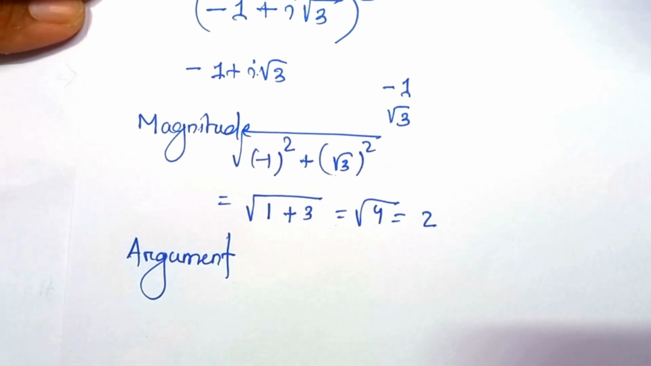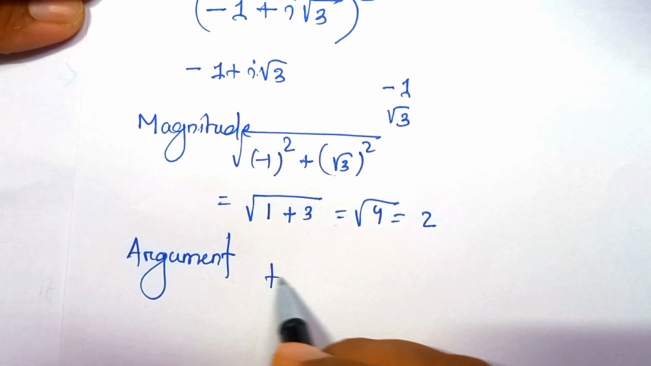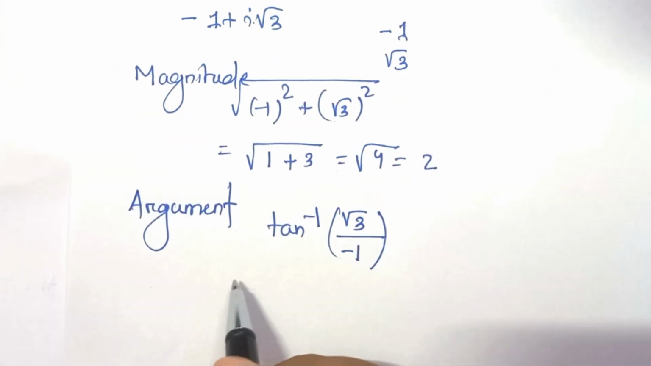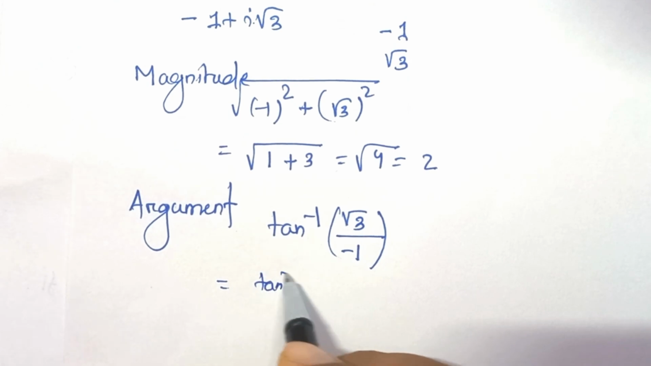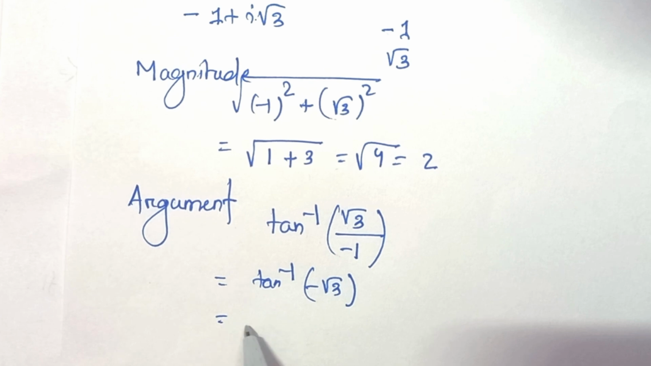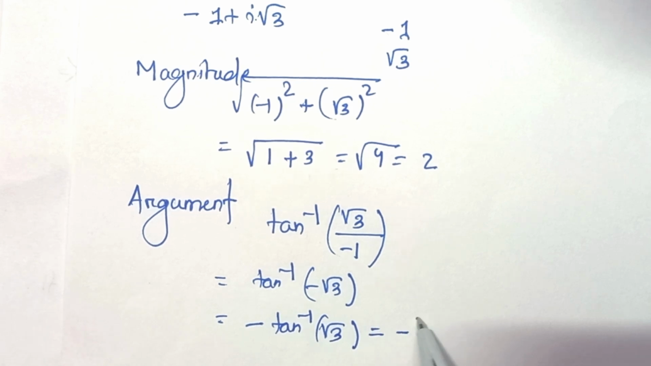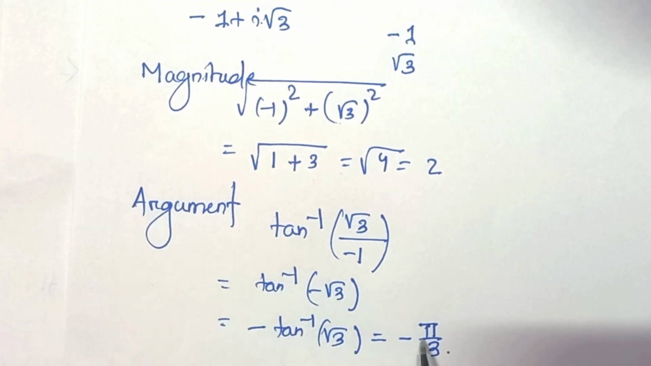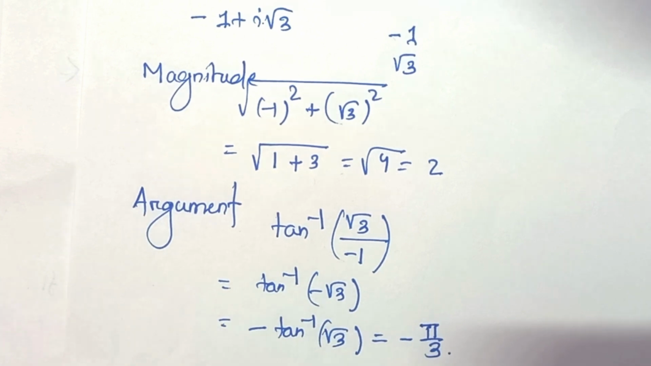The argument of the given complex number is equal to tan inverse of the imaginary part, that is root 3, over the real part, that is minus 1. So this gives us tan inverse of minus root 3. Minus root 3 is equal to minus of tan inverse of root 3, and that gives us 60 degrees, and that can be written as pi by 3. So the argument of the given complex number is minus pi by 3.